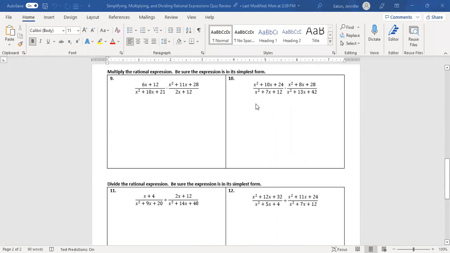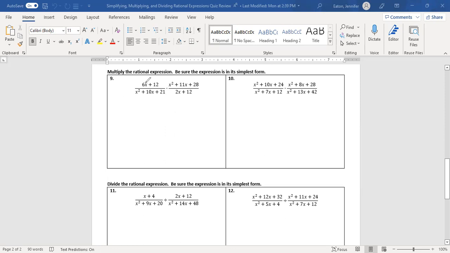We have 2 more concepts we're going to cover. The first is multiplying rational expressions, and we want to make sure that they're in their simplest form, as well as dividing rational expressions and putting them in their simplest form. When we multiply rational expressions, it's very similar to when we are just simplifying them. We just have 2 fractions now. So we just have to factor each of the numerators and denominators and cross out any common factors that we have.